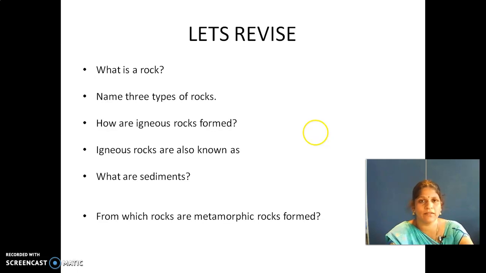What are sediments? The sedimentation of minerals as well as sands and stones is deposited in one place, layer by layer. That is called sediments. From which rocks are metamorphic rocks formed? Igneous rocks as well as sedimentary rocks. Okay, children? These two rocks make the metamorphic rocks. Okay? Yes, just go through your textbook and try to give the answers which are given in your book.